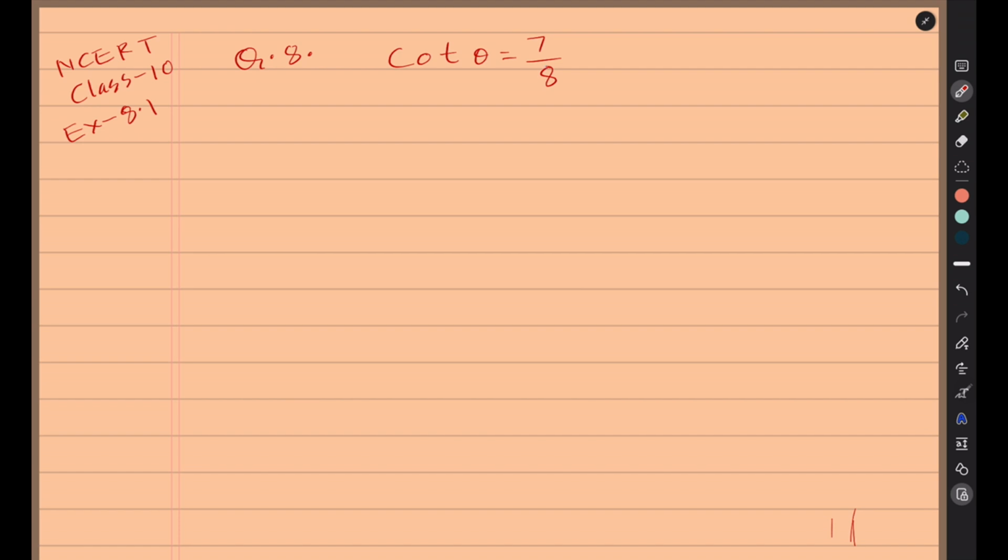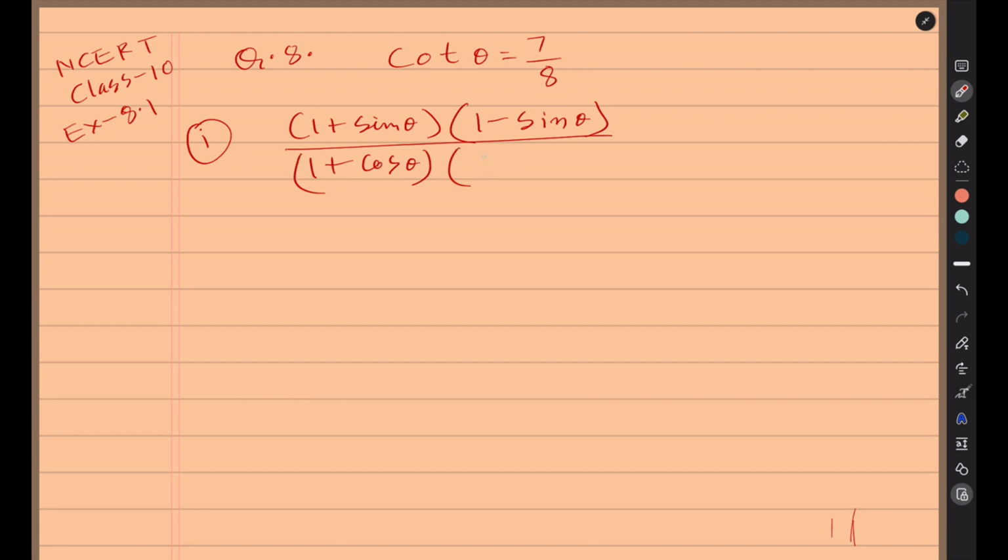Then we need to evaluate the value of the expression: 1 plus sine theta, multiplied by 1 minus sine theta, divided by 1 plus cos theta, multiplied by 1 minus cos theta. So how to do that?